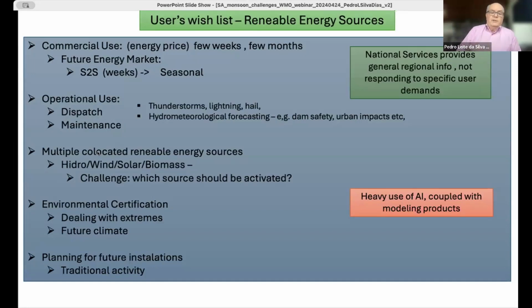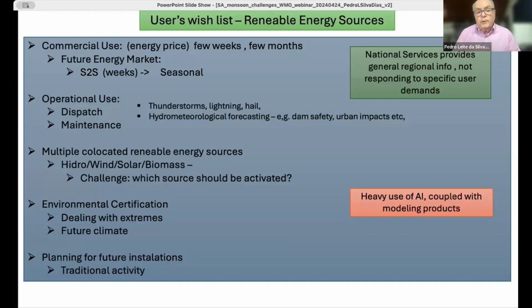Another point that has called my attention here is the multiple collocated renewable energy sources. Several companies, actually, run hydro, wind, and solar. Some that I know run solar and biomass. In other words, they have a combination of these different sources.